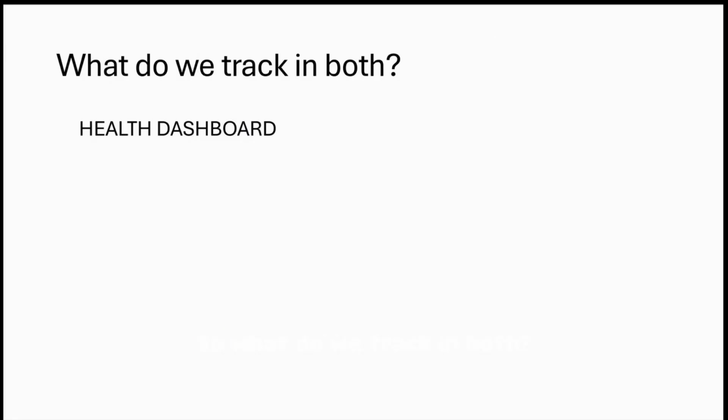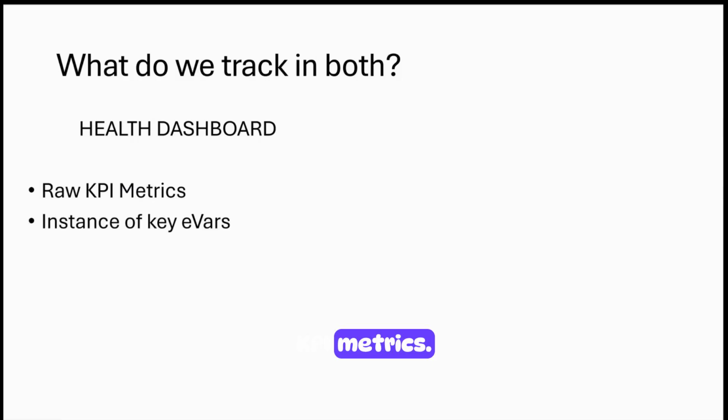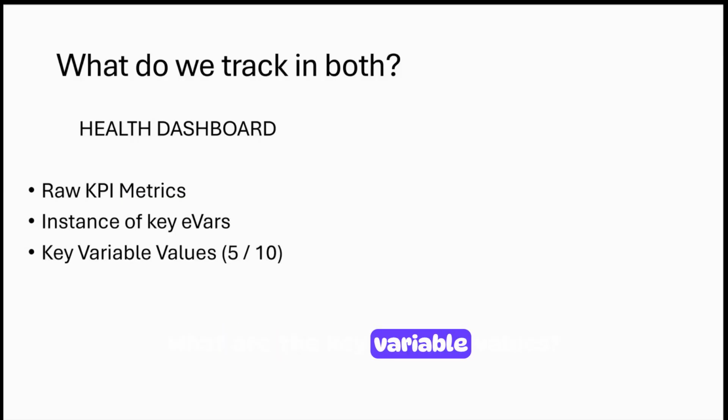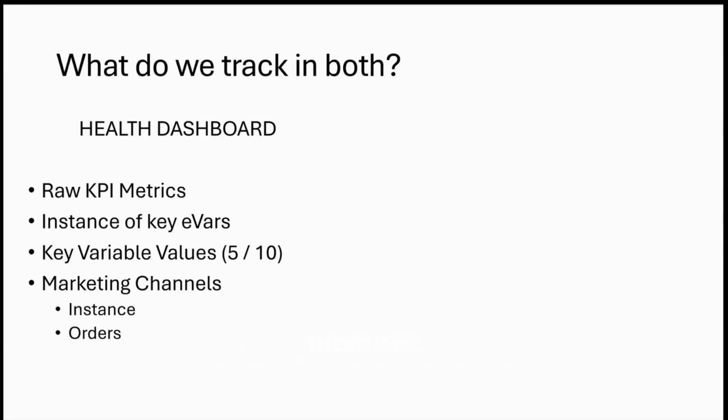So what do we track in both? Well, in the health dashboard, we capture things like the raw KPI metrics. How many times does an eVar get set? What are the key variable values? And we may pull the top 5 or the top 10, depending on how many different variations there are. We look at the marketing channels to make sure that there's no sudden changes in how many instances are being sent or how many orders there are.